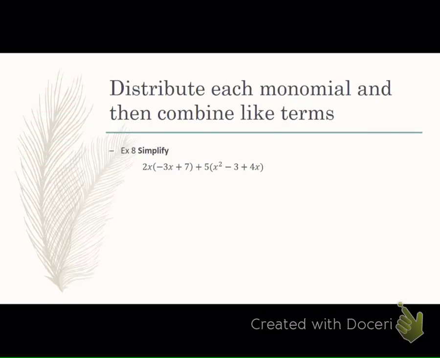Okay, Lexi, how am I going to do this problem here? It looks a little complicated. Distribute the 2x to the negative 3x and 7. Okay, and? And you distribute the 5 to the x squared and the negative 3 and the 4x. Good. So that gives us negative 6x squared plus 14x.